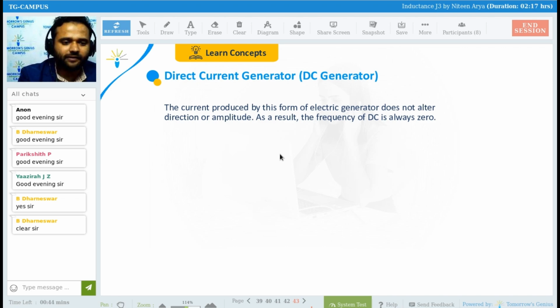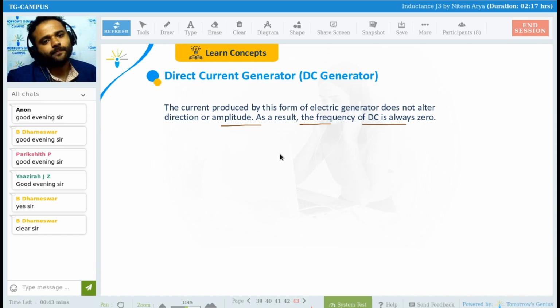Is this clear with everyone? Good. As it is written here, the current produced by this form of electric generator does not alter direction or amplitude. As a result, the frequency of DC is always 0. And if I am not wrong, a direct current generator is nothing as such, but a generator that is always going to produce AC. The direct current generator is something else. It is not related to this subtopic.